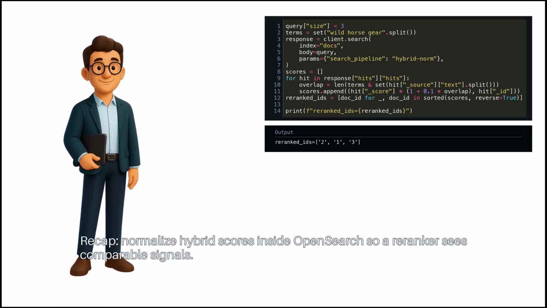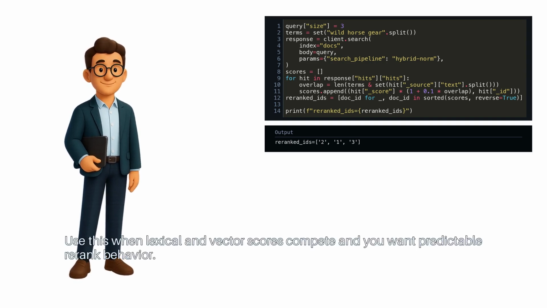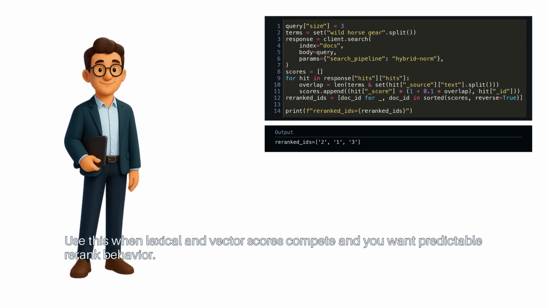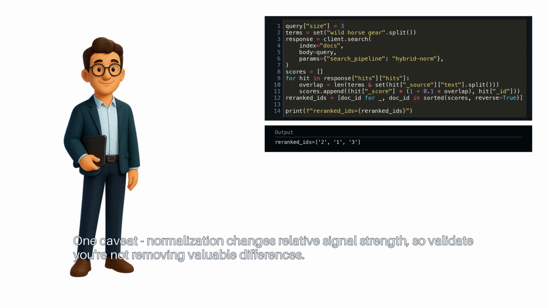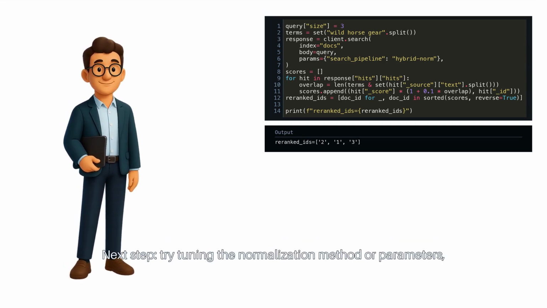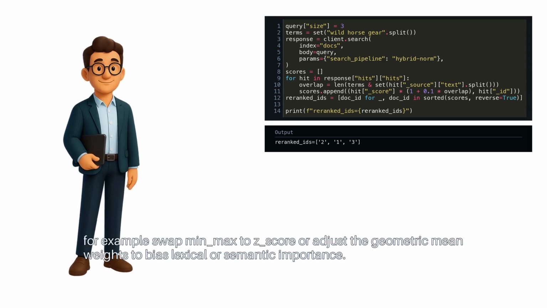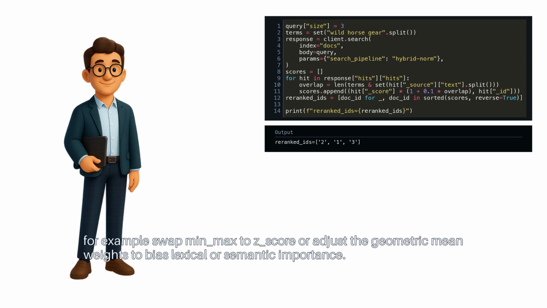Recap. Normalize hybrid scores inside OpenSearch so a re-ranker sees comparable signals. Use this when lexical and vector scores compete and you want predictable re-rank behavior. One caveat: normalization changes relative signal strength, so validate you're not removing valuable differences. Next step, try tuning the normalization method or parameters. For example, swap min-max to z-score, or adjust the geometric mean weights to bias lexical or semantic importance.